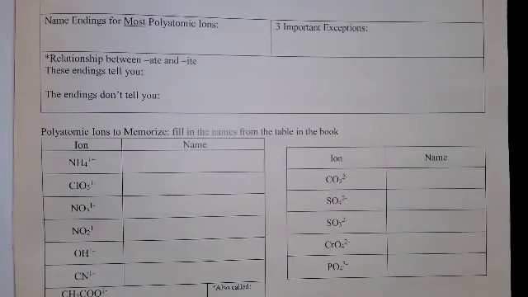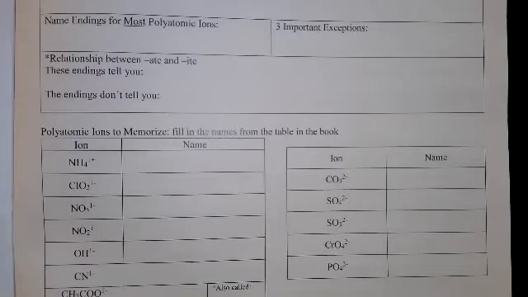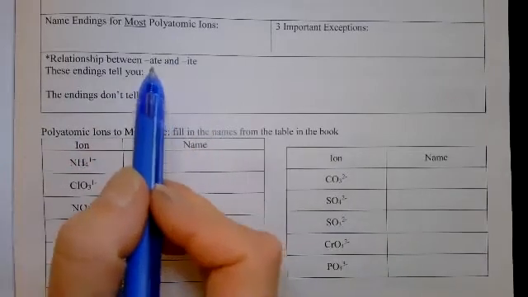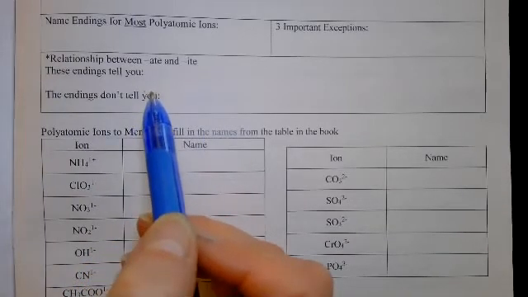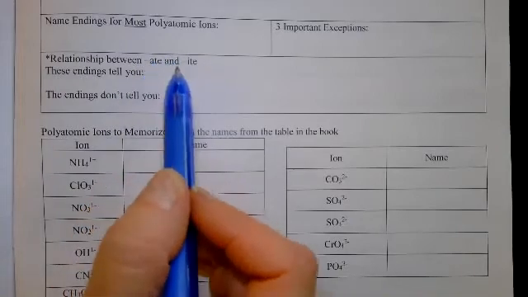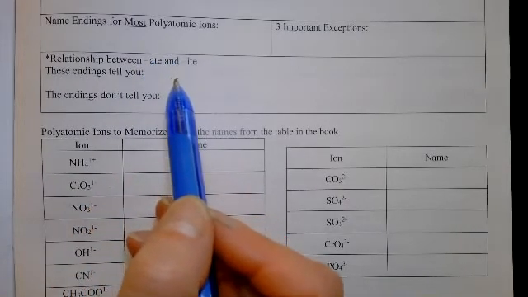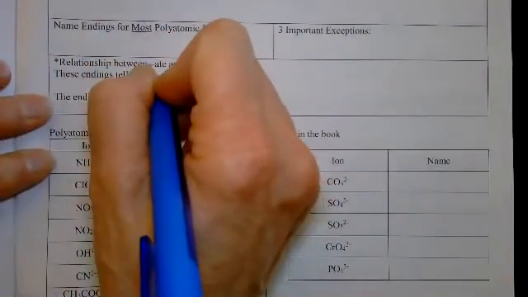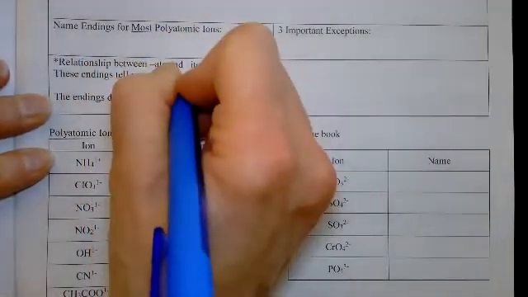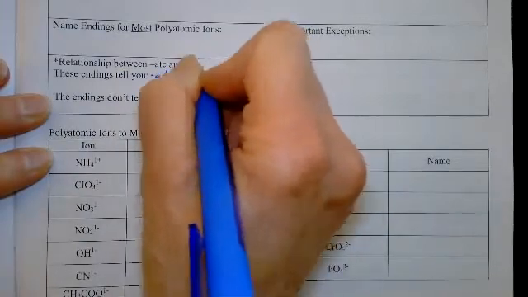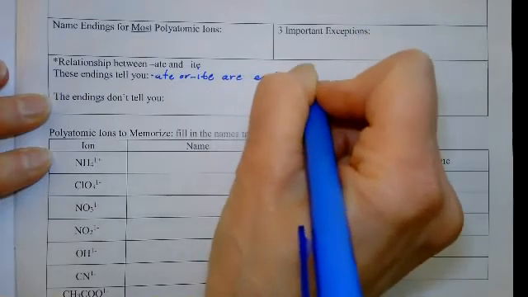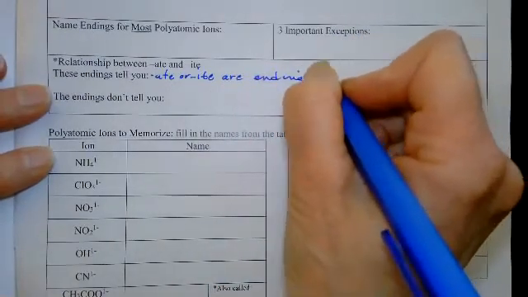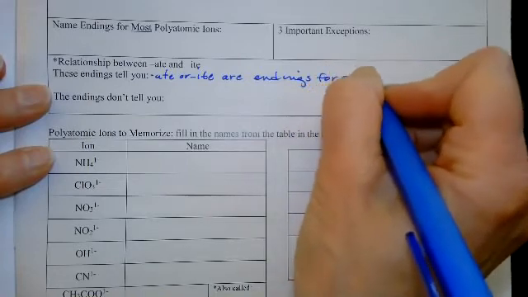The difference between those different polyatomic ions with ate and ite is if you see the ending ate or ite, these endings tell you that you have oxygen as part of the polyatomic ion. So ate or ite are endings for the name for polyatomic ions that contain oxygens.